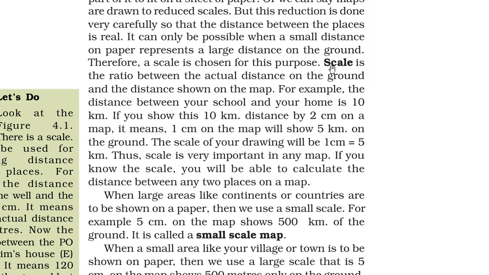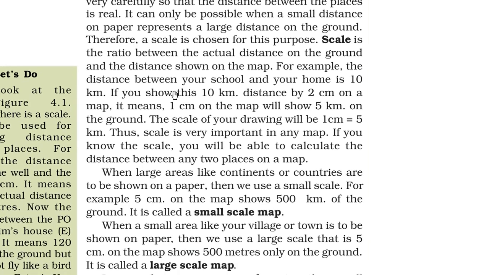So what is scale? Scale is the ratio between the actual distance on the ground and the distance shown on the map. For instance, the distance between your school and home is say 10 km. So if you show this 10 km distance by say 2 cm on a map, it means 1 cm on the map will show how much? 5 km on the ground. So the scale of your drawing will be 1 cm is equal to 5 km.